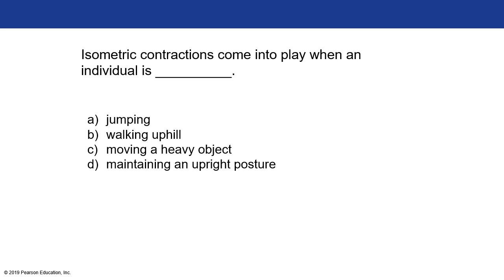Okay, and another question. Isometric contraction comes into play when an individual is, what is isometric? Same what? When you maintain upright posture, you're not really changing the contraction or the size of the muscle.